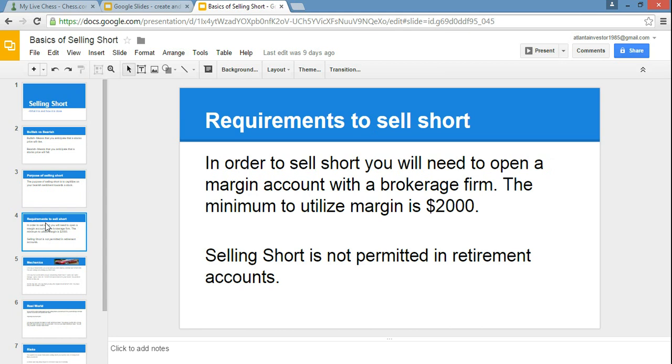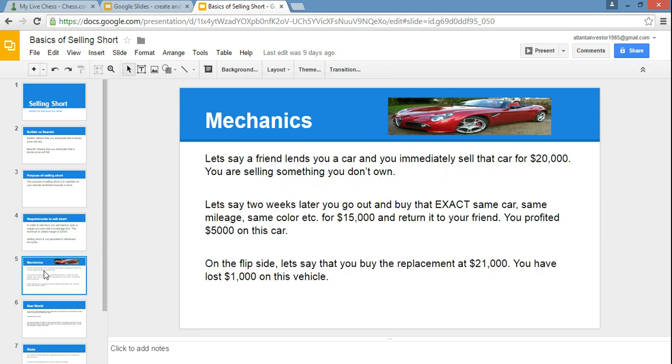Selling short is also not permitted in retirement accounts. I'm not exactly sure why, but you're not going to be able to sell short in your IRA, your 401k. I think some of the logic is that because the strategy can be a little more risky, it also requires margin, and you also run the risk of actually losing more than you invest. Those are some of the reasons why you can't do it in an IRA account or 401k, etc.